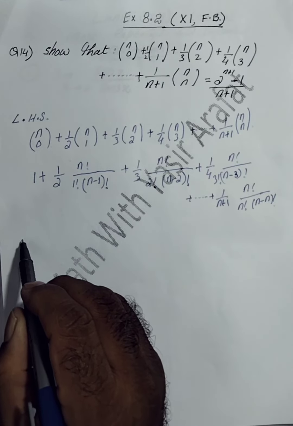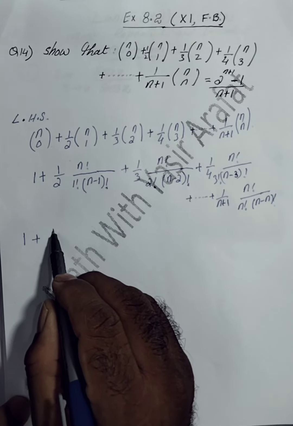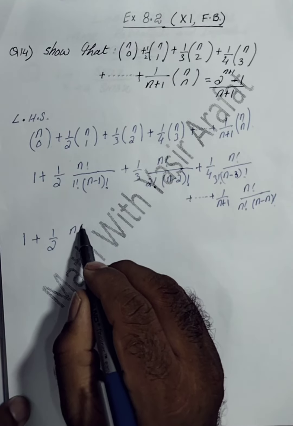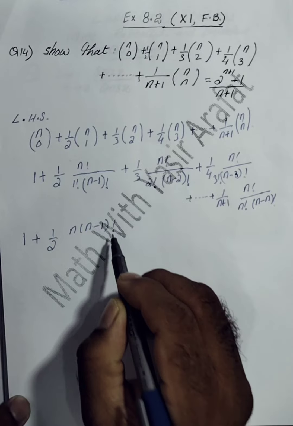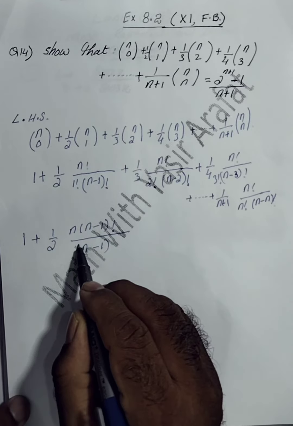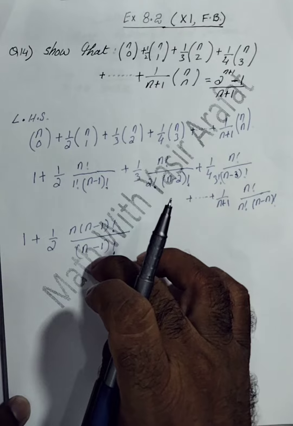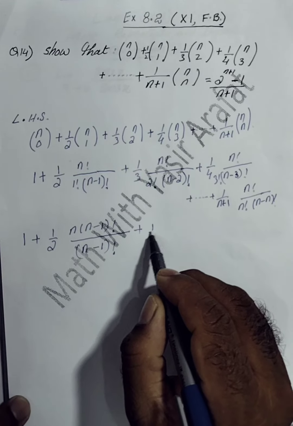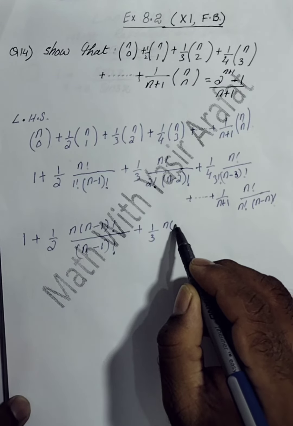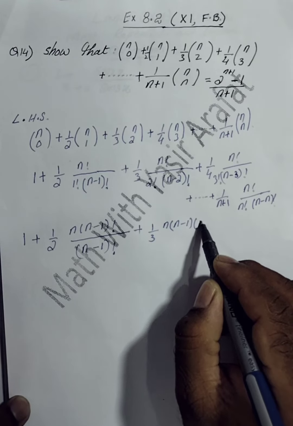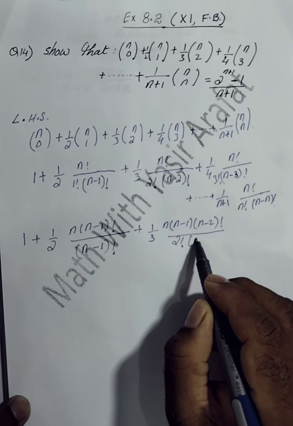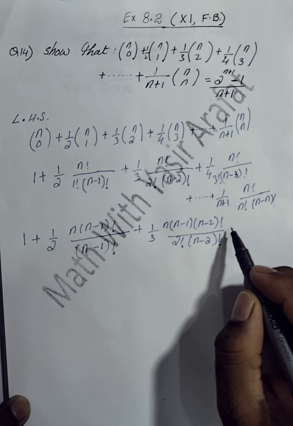Now we have to simplify here. So this is 1 plus 1 upon 2, and this is n factorial. We have to expand till n minus 1 factorial, divided by 1 factorial, meaning 1, and this is n minus 1 whole factorial. So this factor will cancel out with this one. Now here 1 upon 3, this is n factorial, we can expand n, n minus 1 and n minus 2 factorial, divided by 2 factorial, n minus 2 factorial.